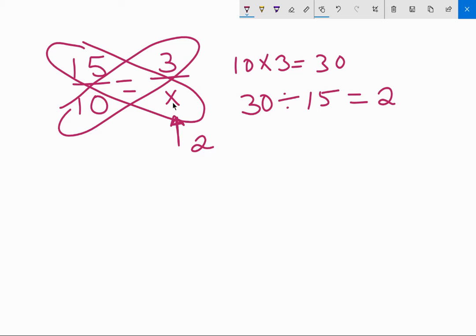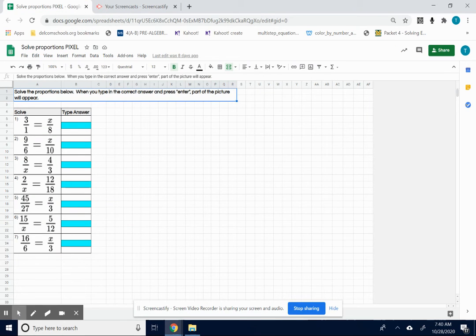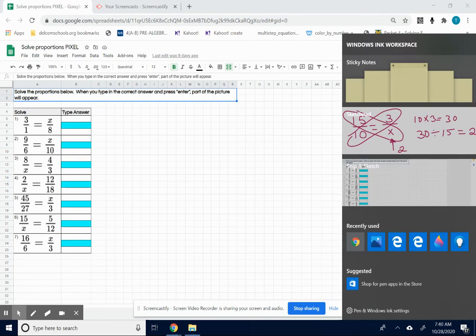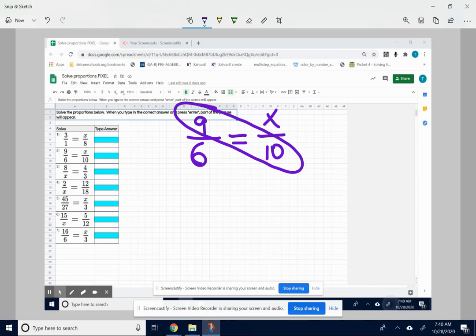You know what? Let's look at one on your pixel assignment. Let's look at problem 2. 9 over 6 equals x over 10. Okay, let's just write on here. 9 over 6 is equal to x over 10. You're trying to solve it. You're trying to find the missing number x. So just think about, and by the way, this is only one way to do it. There's a lot of ways to solve a proportion. I'm trying to show you what I think is the easiest.